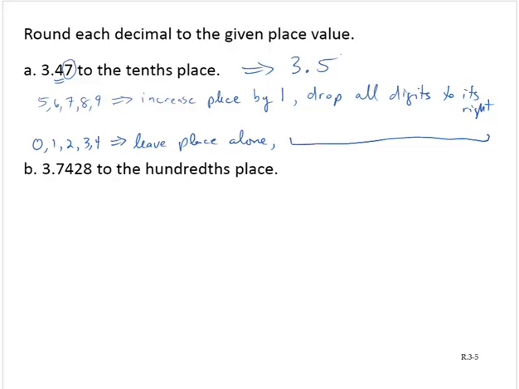3.7428 to the hundredths place. Now again, our place is a 4, but now we're looking at the 2. And so really the question is, is 3.7428 closer to 3.74 or 3.75? Since it's a 2, we leave the place alone and drop all the digits to its right, and so that would become a 3.74.